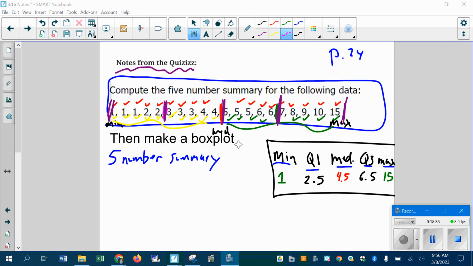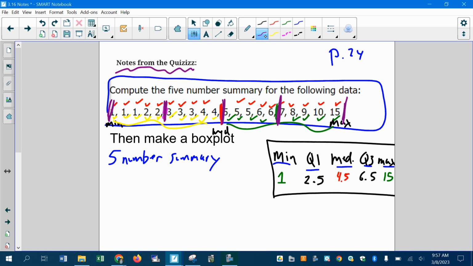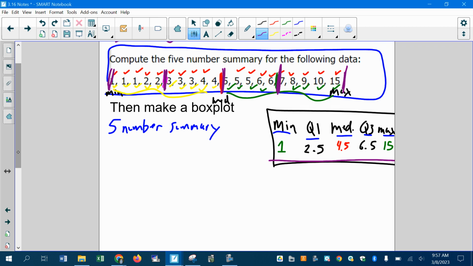You could flip back to this page. I want to take this 5-number summary that we made and make a box plot with it. Here's how you make a box plot. First, if you look at the data, it goes from 1 to 15. So I want to make a little number line. I want to start it at 1, and go up to 15. 1, 2, 3, 4, 5, 6, 7, 8, 9, 10, 11, 12, 13, 14, 15. So you have a number line at the bottom.